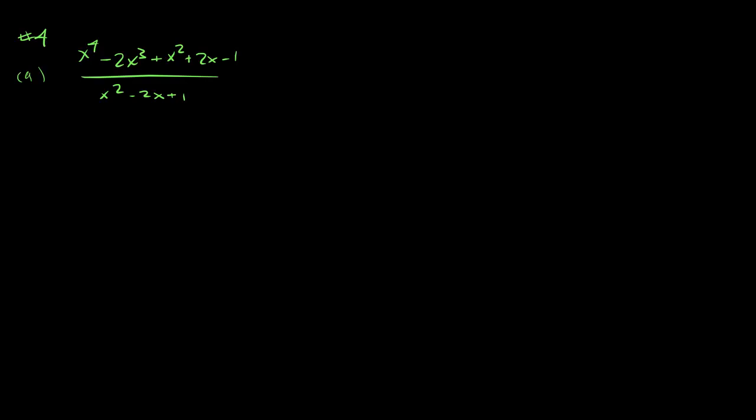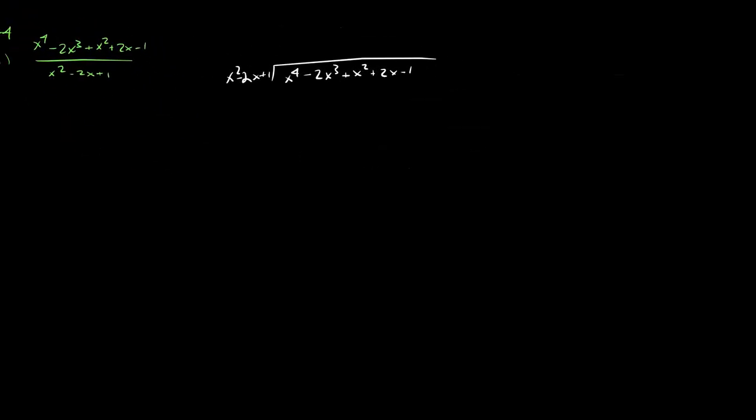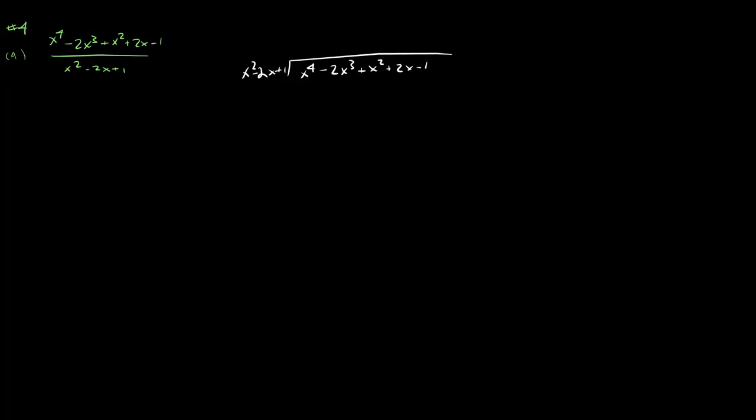So I'm going to rewrite this and use this form. X squared minus 2x plus 1 is going to go into this thing here. Now this is going to get long, so I'm going to try to write small. If you need to zoom in on your screen, you can do whatever you want. Looking at the first term, how many x squared go into x to the power of 4? The answer is x squared, times that would give me x to the power of 4.